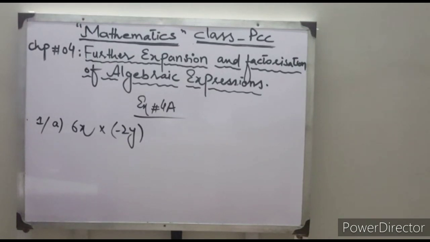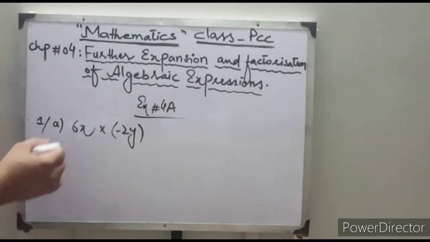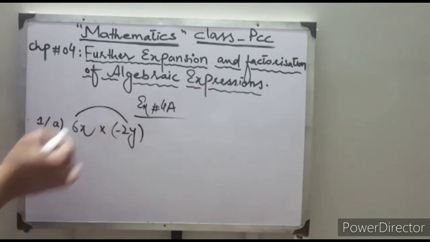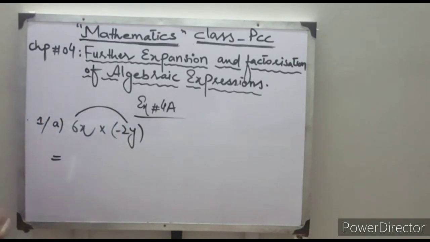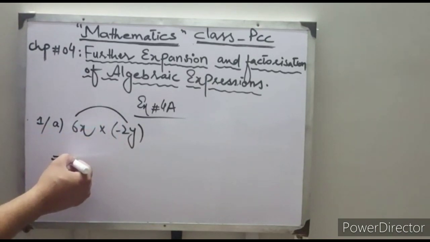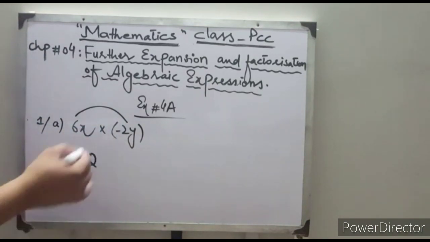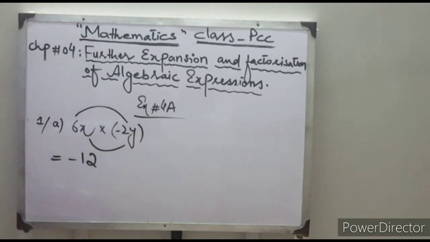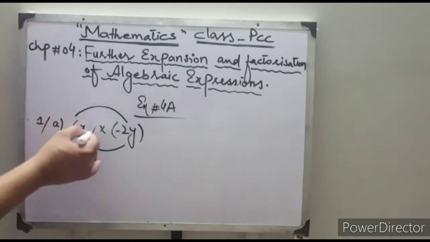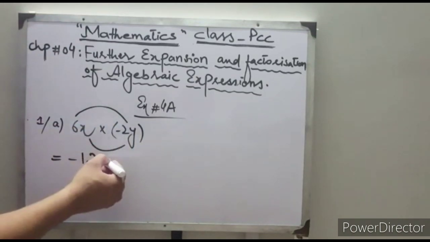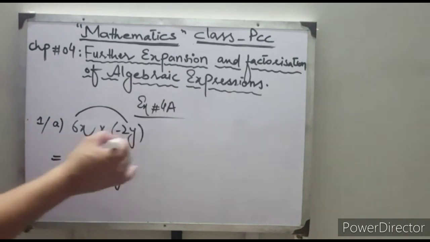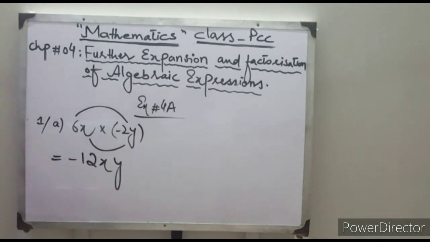The first question of the exercise is: find each of the following products. Boys, see, this is your first question. Multiply 6 by minus 2. Integer will be multiplied by integer, so this will make minus 12. But here we have x and y, two different kinds of variables. These are not the same variables, so we multiply these two as they are. x multiplied by y. So the final answer is minus 12xy.